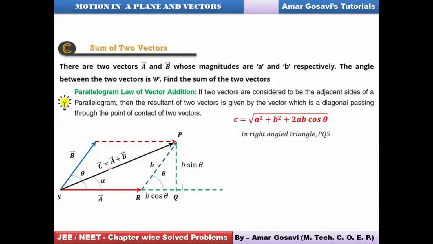Again, what is this law? Law is very simple. If you want to add two vectors, apply parallelogram law. And what does parallelogram law say? If two vectors are represented by the two adjacent sides like A and B, having an angle between them theta, then the diagonal starting from S will represent the resultant vector. And the magnitude of the resultant vector is given by this particular formula. In this diagram, C will be equal to root of A square plus B square plus 2AB cos theta.